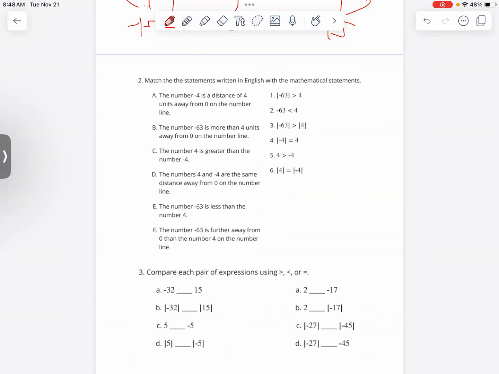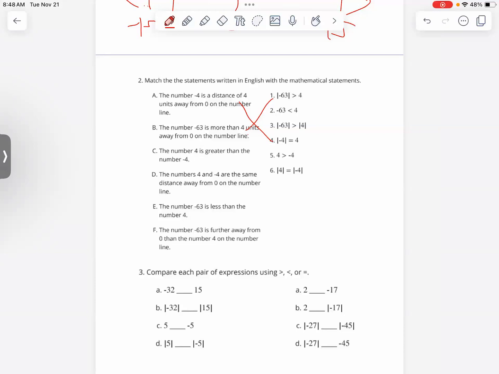All right, so 2, the number negative 4 is a distance of 4 units away from 0 on the number line. So that would be this right here. The number negative 63 is more than 4 units away from 0 on the number line. So that one appears to be this right here.